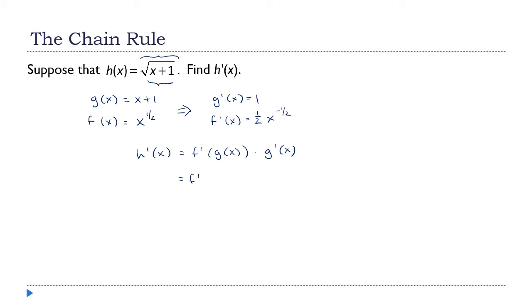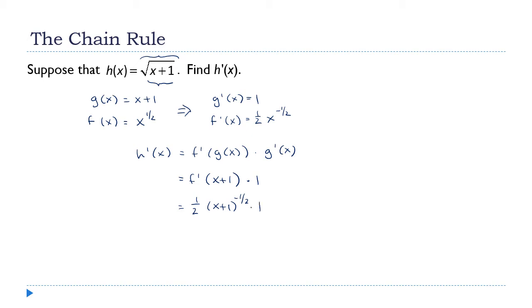All right, so that's f prime. g of x is x plus 1, and g prime of x is 1. And I'm going to substitute x plus 1 into f prime, and I get 1/2 (x plus 1) to the negative 1/2 times 1.